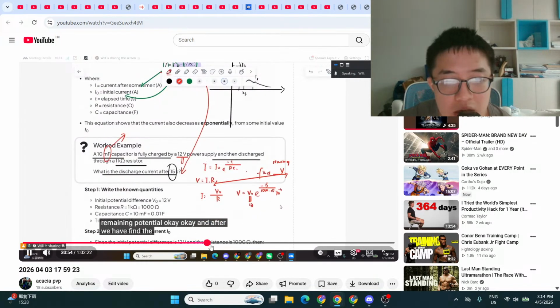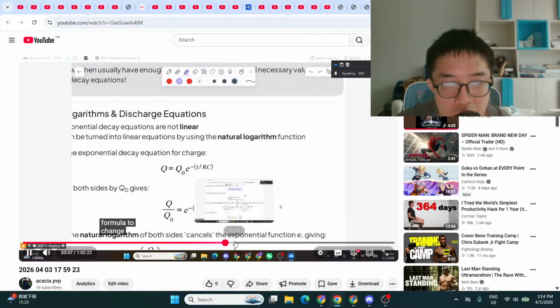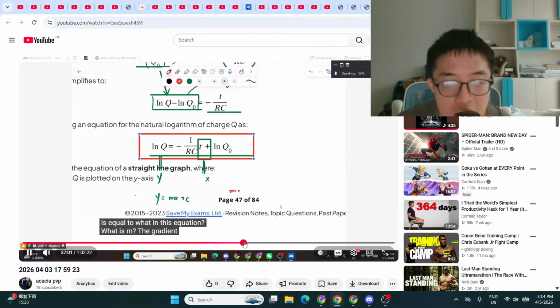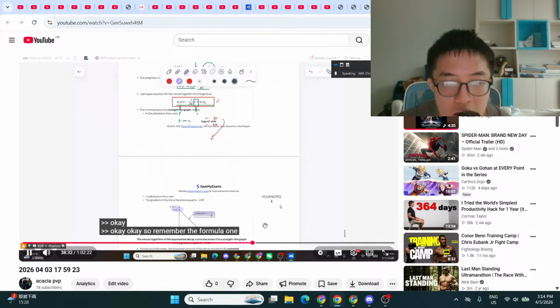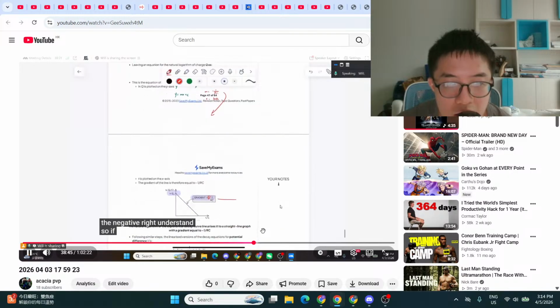The remaining potential is another method about the maths, right? So we can use the formula to find the remaining quantity from the gradient. Negative 1 over RC. Okay, the gradient is negative 1 over RC. So remember the formula, right? And the straight line's gradient is negative, because here is the negative, right? Understand that?